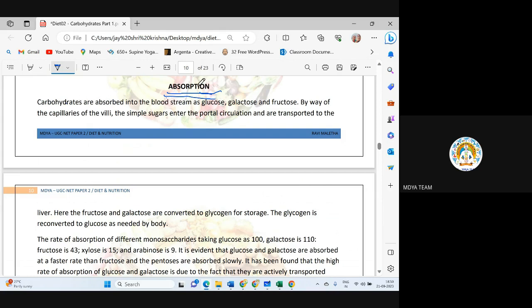So when we don't take a proper amount of water, we have more chance of developing constipation. When there is less water, our large intestine will absorb more water and the stool will be dry, so it will not be easy to pass stool. So less consumption of water is always related to constipation. Now let's get back to the absorption of carbohydrate. Just one minute.